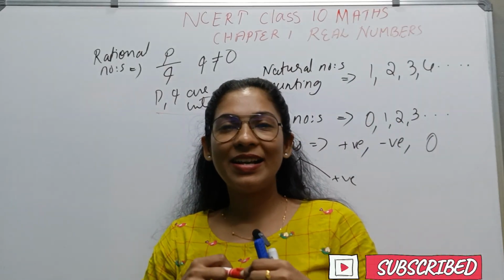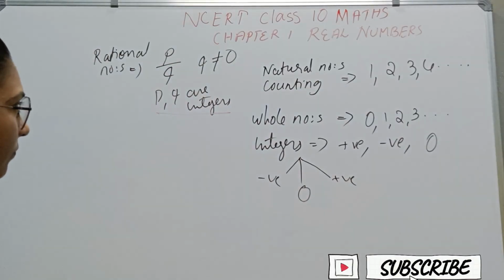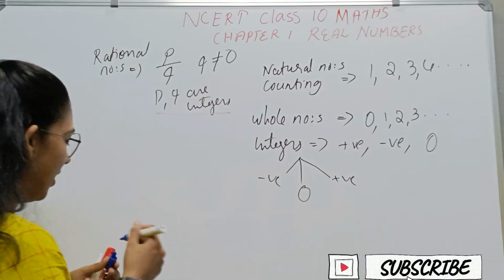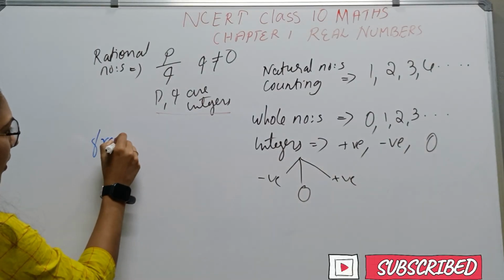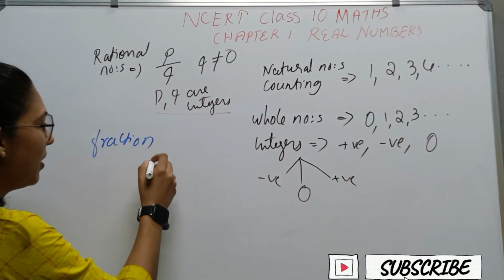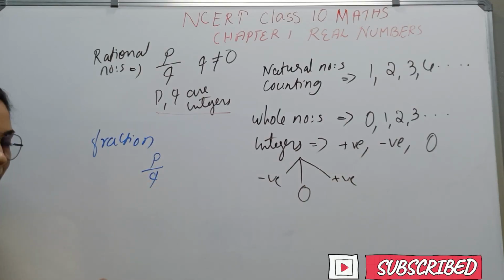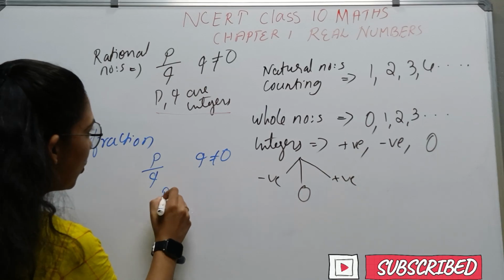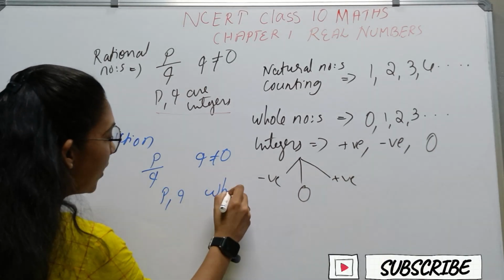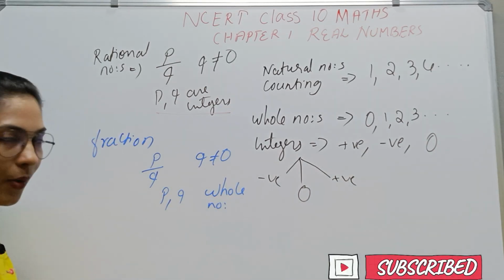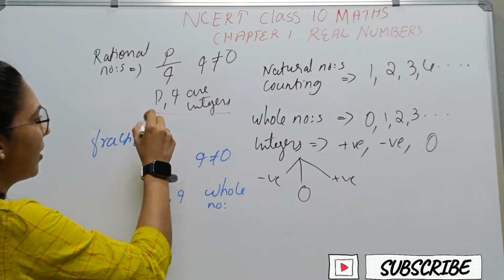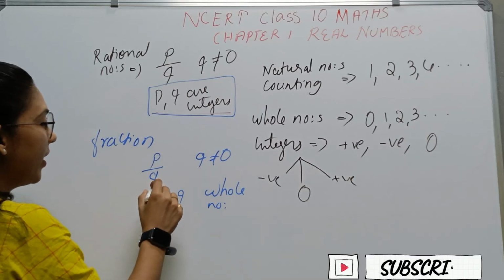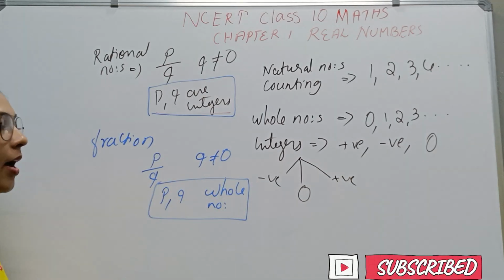Okay, so my question is, are all the fractions rational numbers? Okay. Let us check it out. That is, what is a fraction? A fraction is also a number which can be represented in the form of p by q, where q not equal to 0. The difference is p, q should always be whole numbers. Okay, here in the case of a rational number, p and q are integers, whereas in the case of a fraction, p, q are whole numbers.